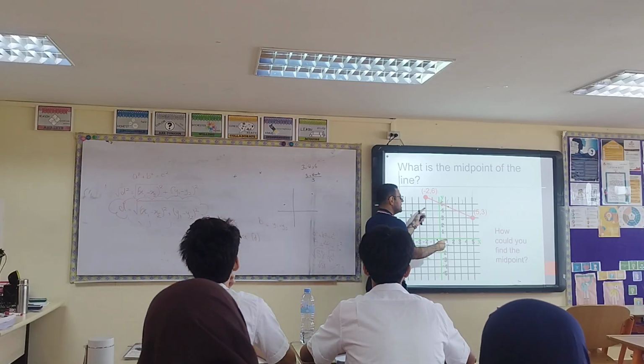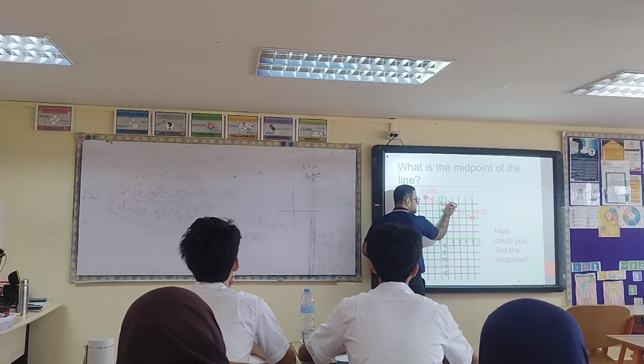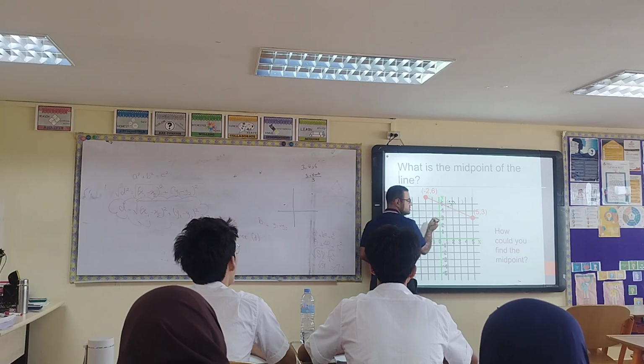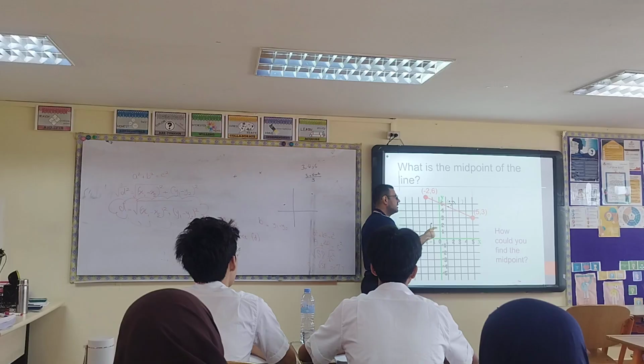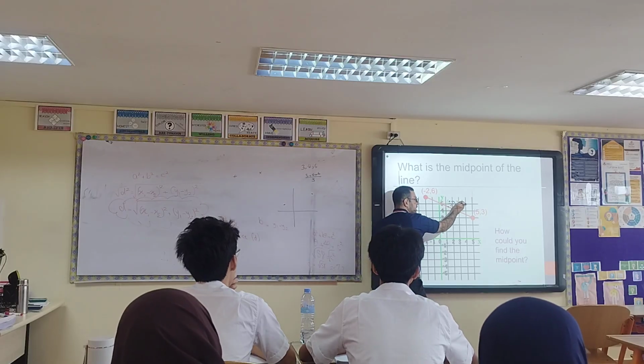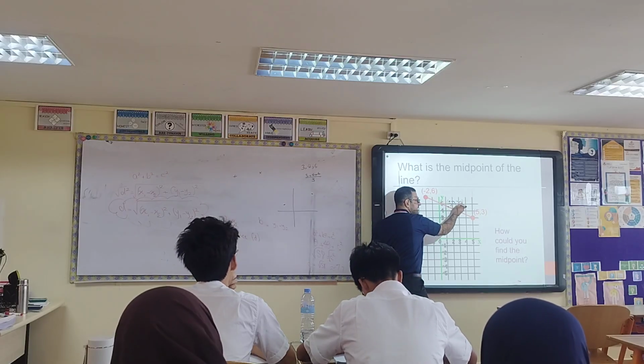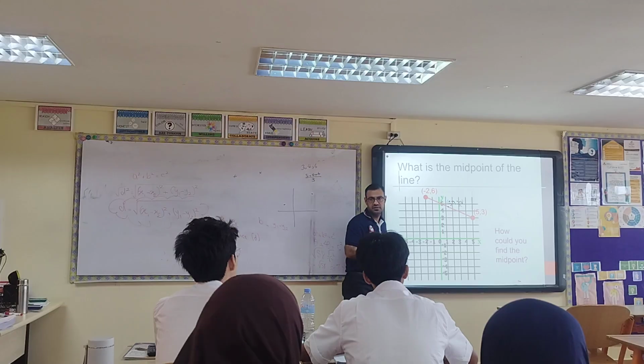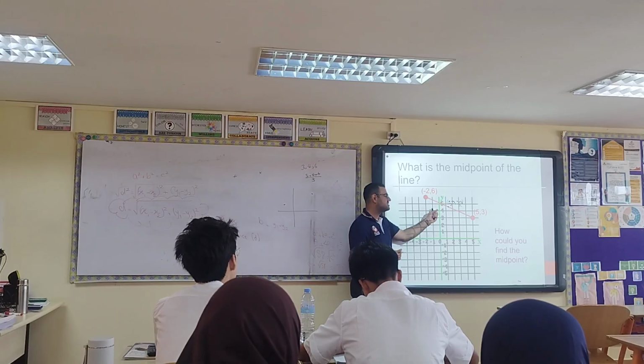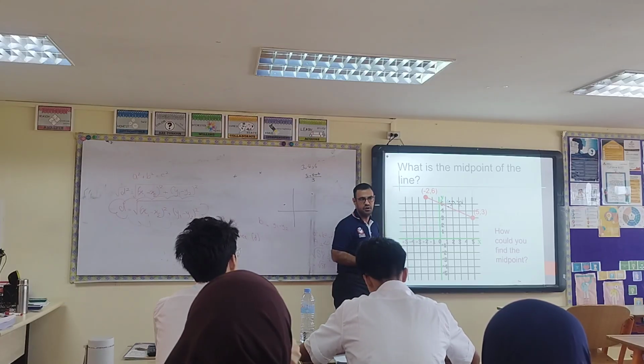Here for x, what is the average of x? It's x1 plus x2 divided by 2, right? And for y, y1 plus y2 divided by 2. This is the average. And this is the midpoint. That's the formula for midpoint.